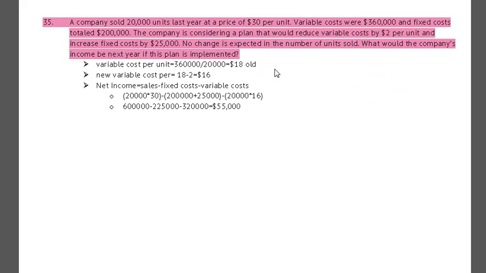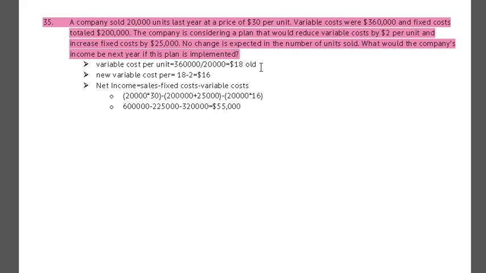If you notice, nowhere in here does it actually state what the variable costs are now per unit. So in order for us to do that, we have to first know what our variable costs currently are per unit. That's this first part of the calculation, variable cost per unit. We're taking our $360,000, it says variable costs were $360,000, and we're dividing it by the number of units sold, 20,000. That gives us $18 per unit. That's our old variable cost.